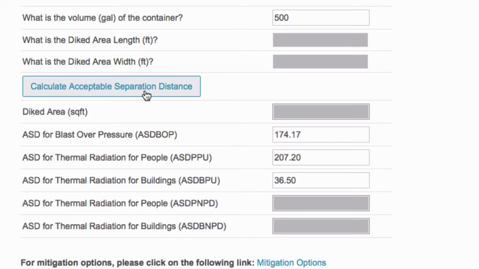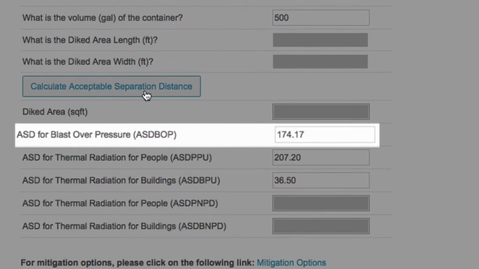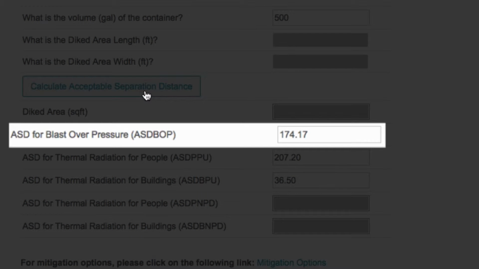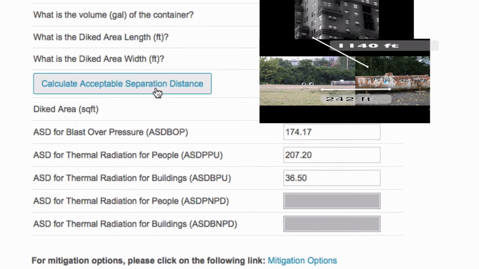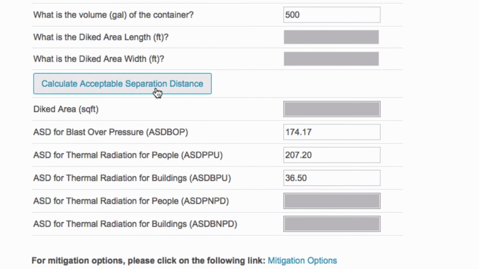When we click on the Calculate button, we learn that the blast overpressure is 174.17. The ASD is 36.5 feet for the building and 207.2 feet for people. The actual distance is 242 feet for the building and 1,140 feet for people. Our site is in compliance. No further action is required.